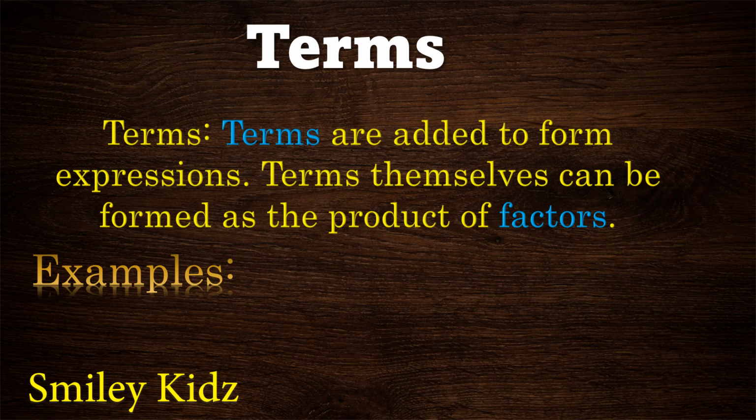What exactly are terms? Terms are added to form expressions. Terms themselves can be formed as the product of factors. Let's say I have 4ab. This is a term. What are the factors of this term? The factors of this term are 4a and b. That means when we multiply 4a and b, we get 4ab. So 4a and b are the factors of 4ab.